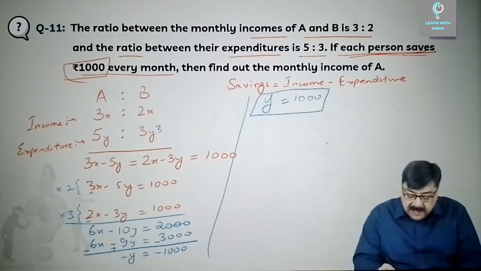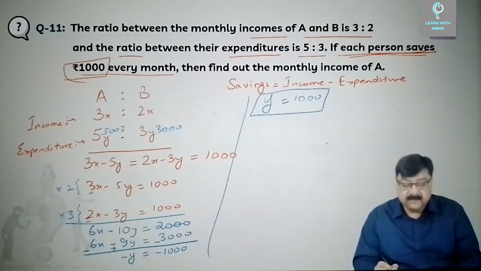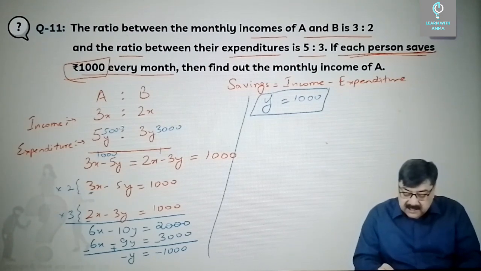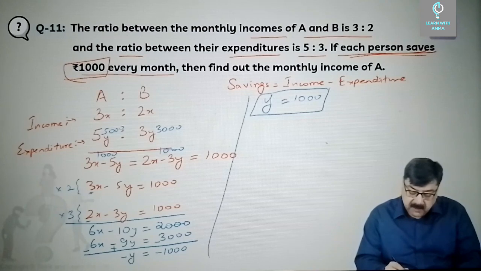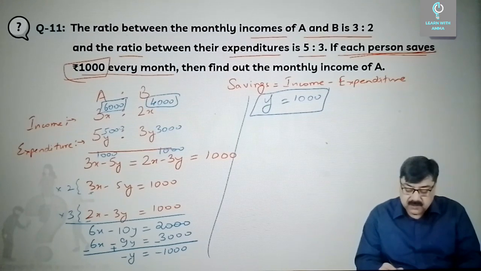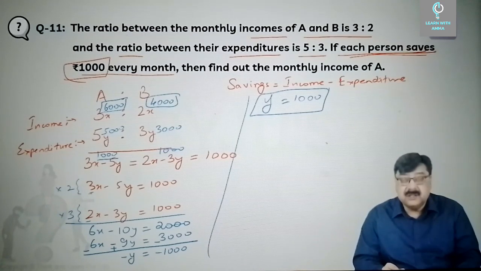That means expenditure here is 3000 and expenditure in this case is 5000. The savings in each case is 1000. So the income of A here has to be 6000 and income of B here has to be 4000. So that 6000 minus 5000 is 1000, 4000 minus 3000 is 1000. A simple way of solving this.